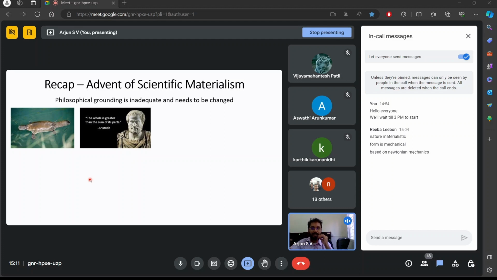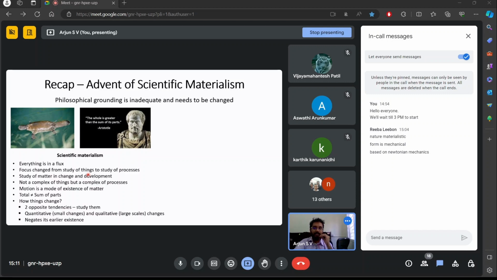So sooner or later they realized that the whole is sometimes greater than the sum of its parts, which often clashed with the principles of metaphysics as well as the formal logic idea. So people felt that the philosophical grounding needs to be changed, and this thought process gave rise to the idea of scientific materialism.